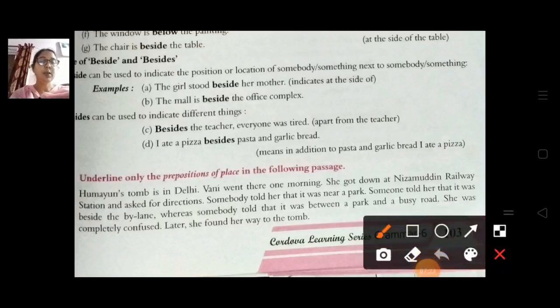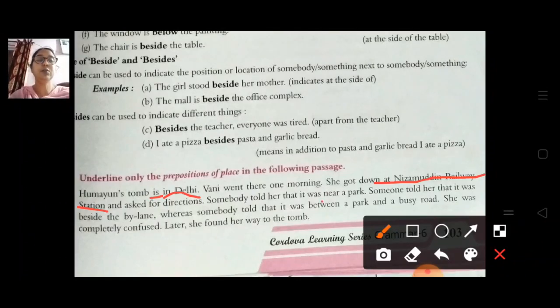Humayun's tomb is in Delhi. Where is it? Delhi. So it is showing the place, in Delhi. Now Vani went there one morning. She got down at Nizamuddin railway station. So, at Nizamuddin railway station. Now she asked for directions. Someone told her that it was near the park.